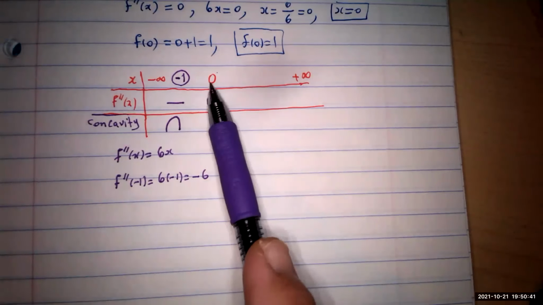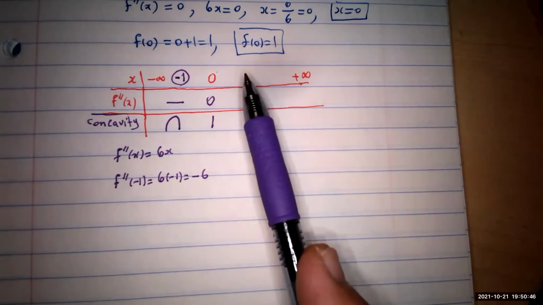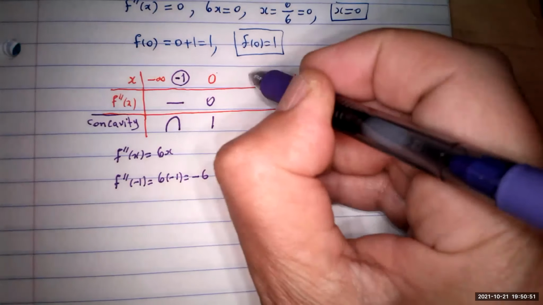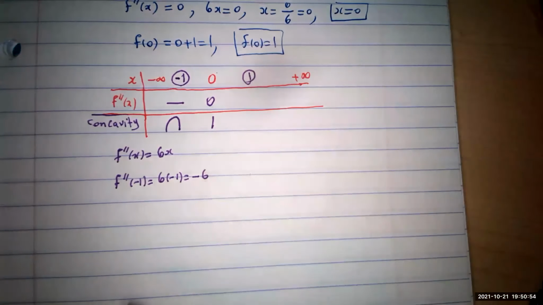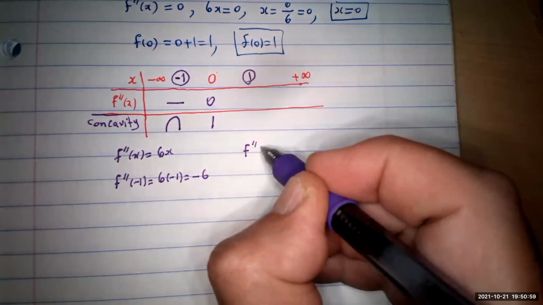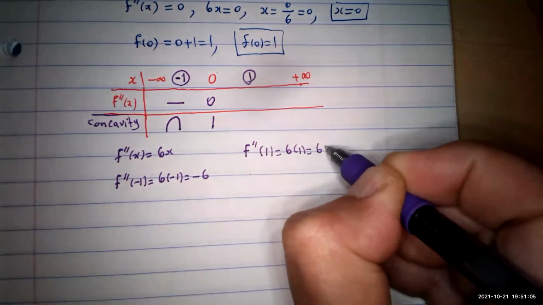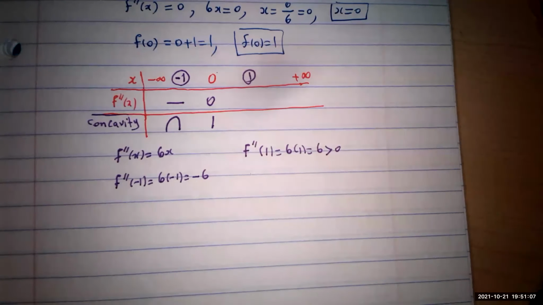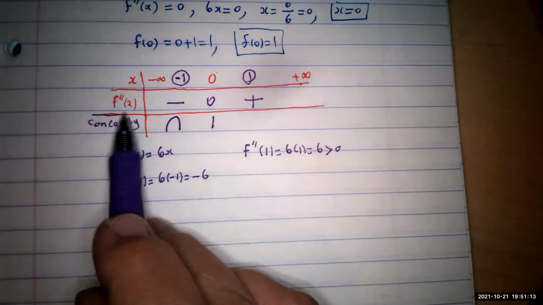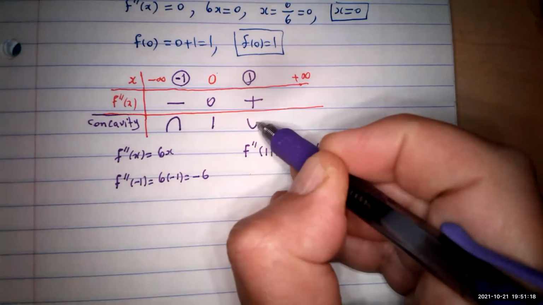Go to this one. You pick another number between 0 and positive infinity. You can pick any number you like, for example 1. Any positive number will do. So we go to the f double prime again. F double prime of 1 is 6 times 1, which is 6. This time it's positive, so this region is a positive region. When f double prime is positive, the graph is curving upward. That's it.